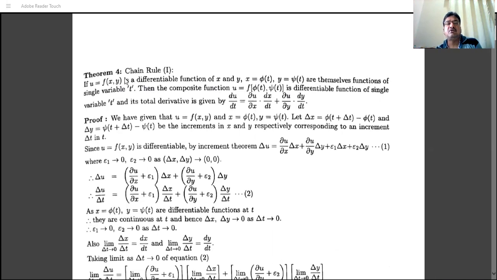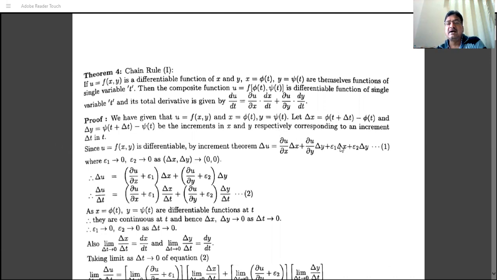Okay, u is the function of x and y, and x and y are the function of t. Now the proof of this theorem: we have given that u is equal to f of xy, x is phi t, y is equal to psi t. Let delta x be phi t plus delta t minus phi t. What is delta x? Phi t plus delta t minus phi t. And suppose delta y is psi t plus delta t minus psi t. These are the increments in x and y respectively, corresponding to the increment delta t in t.